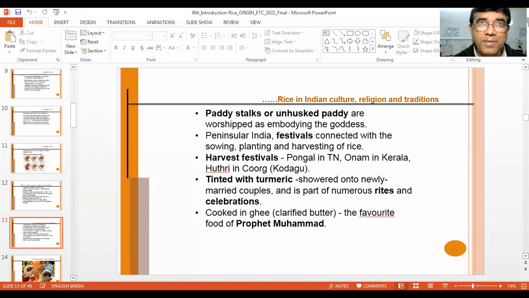I remember when my sister was getting married, I sprayed some rice grain during that marriage. So in Hindus, this is used in marriages also, in ceremonies, and not only Hindus, but rice cooked in ghee, clarified butter, was the favorite food of Prophet Muhammad. So it was a sacred grain across the religions and in human civilization.